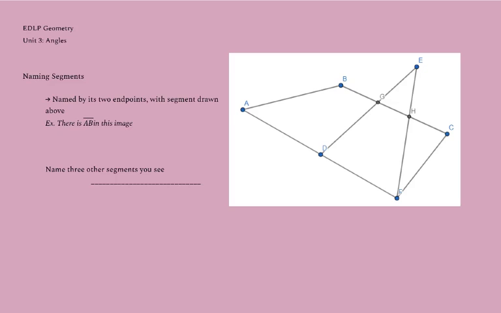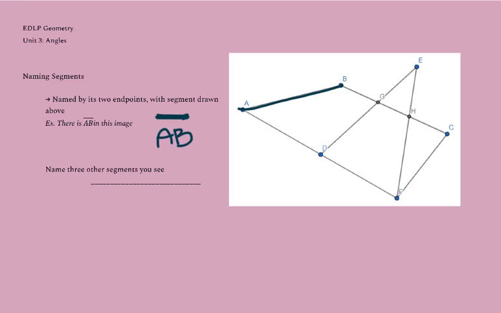Moving into segments, again, naming it with 2 points, but it needs to be its endpoints. So I say there's a segment AB in this image, and it happens to be right here. And it gets basically a little segment on top. You don't have to put the dots on the end, just kind of like a dash.